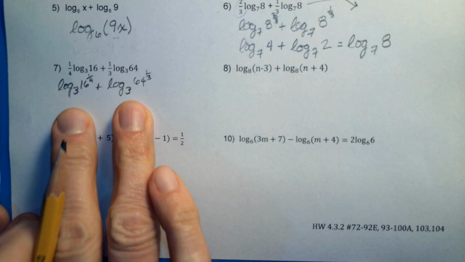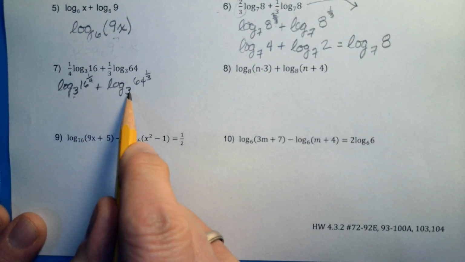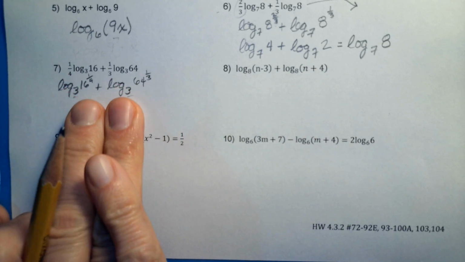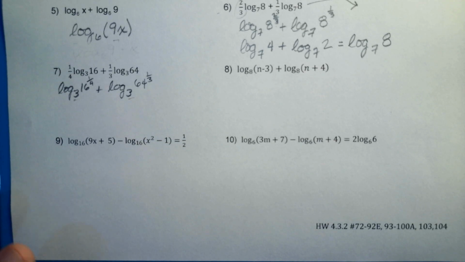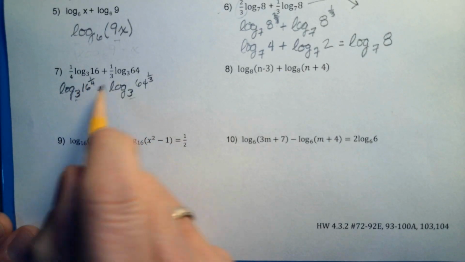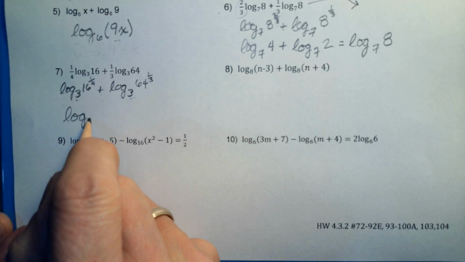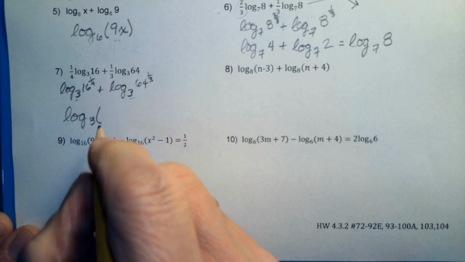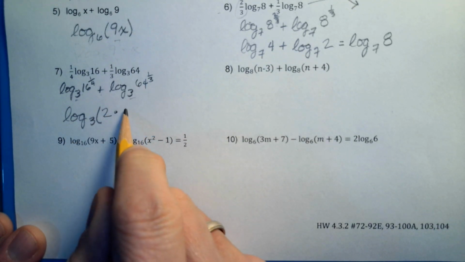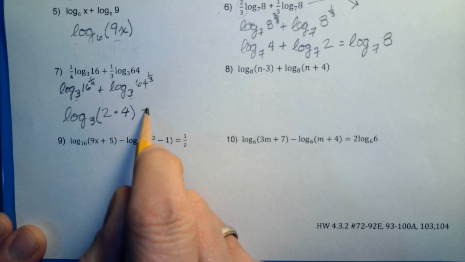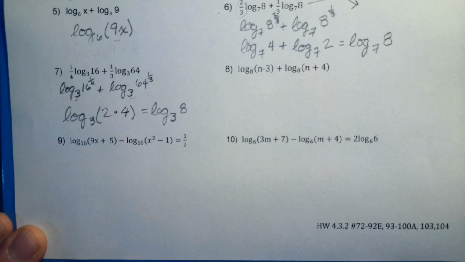And remember, maybe I didn't emphasize it enough, but with all of these problems, the bases have to be the same, of course, in order to combine these using the product rule, the quotient rule. All right, and so now we can simplify that and simplify that. It's plus, so it's going to be the product: log base 3 of 16 to the 1/4, that's 2, times 64 to the 1/3, that's 4. And so this is just simply log base 3 of 8.